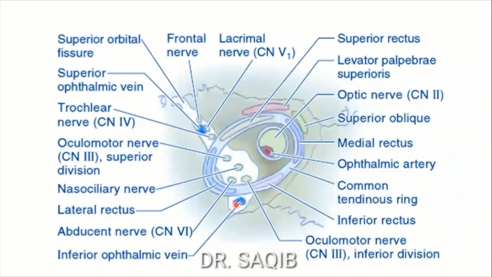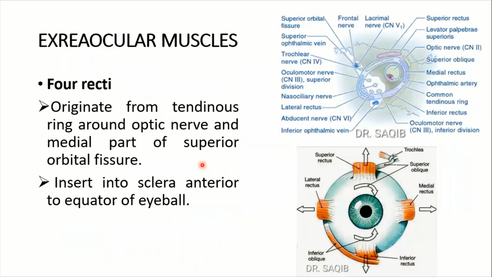Here is the picture enlarged, and this round structure is the common tendinous ring. I will tell you its importance, the structures passing through it, and the structures attached to it. So first of all, we'll talk about the 4 recti. The recti, superior, inferior, medial, and lateral, originate from the tendinous ring around the optic nerve and the medial part of the superior orbital fissure.